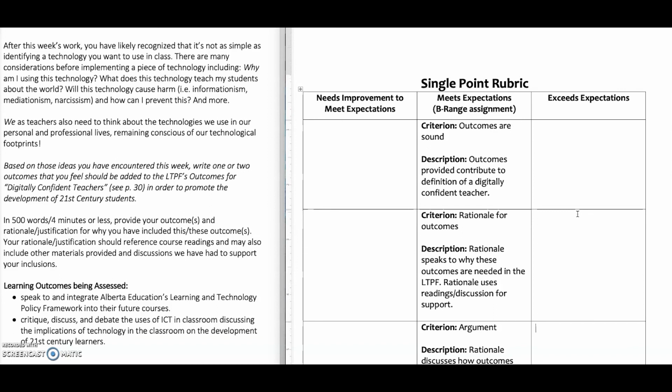In my next video, I'll be talking about how to create the analytic rubric based on your assignment.